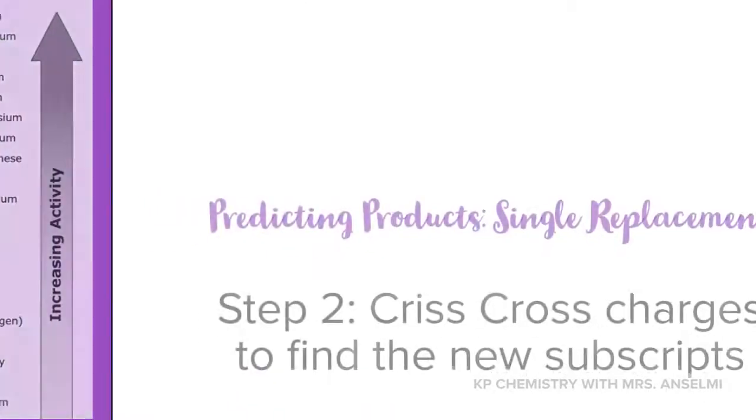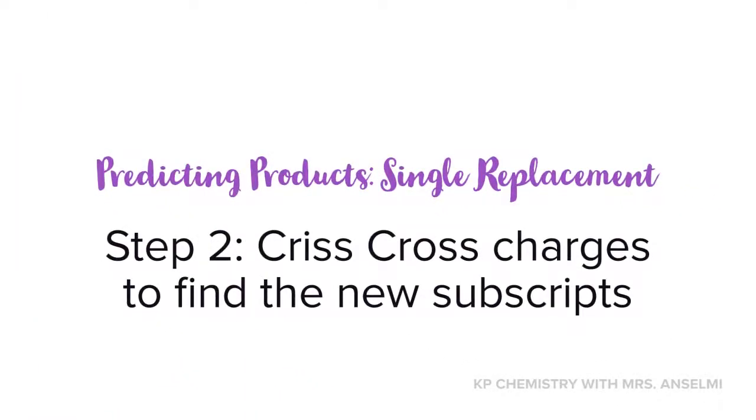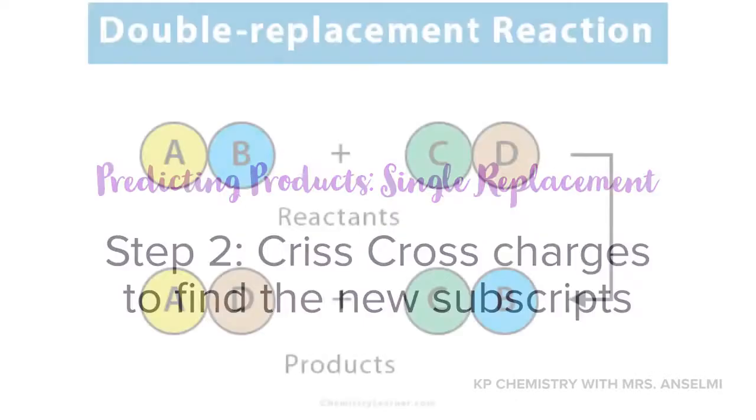If it's not more reactive, it will not replace the other ion, so there will be no reaction. If after you check the activity series, you see that there is a reaction, then use the crisscross method to find the subscripts in the formula of your new product. Then the anion or cation that was replaced becomes an individual element.